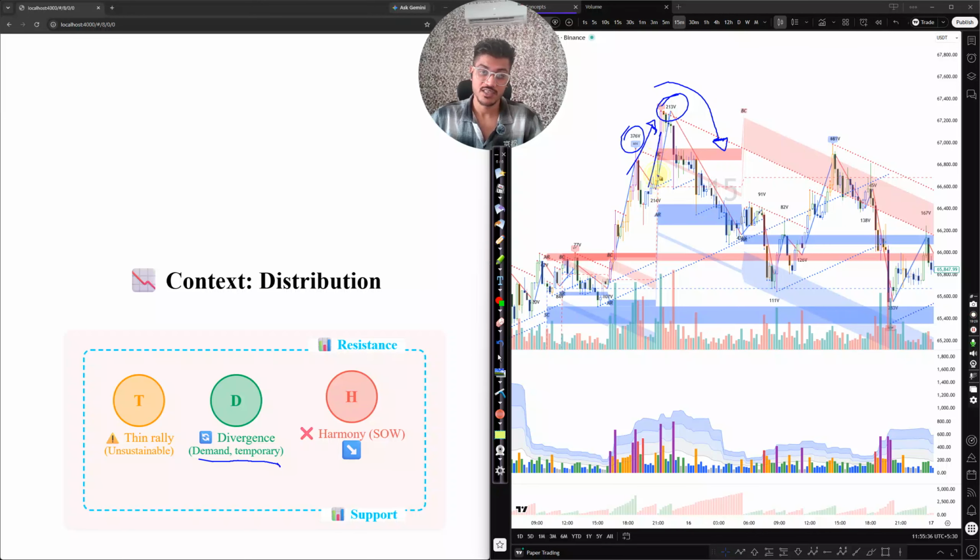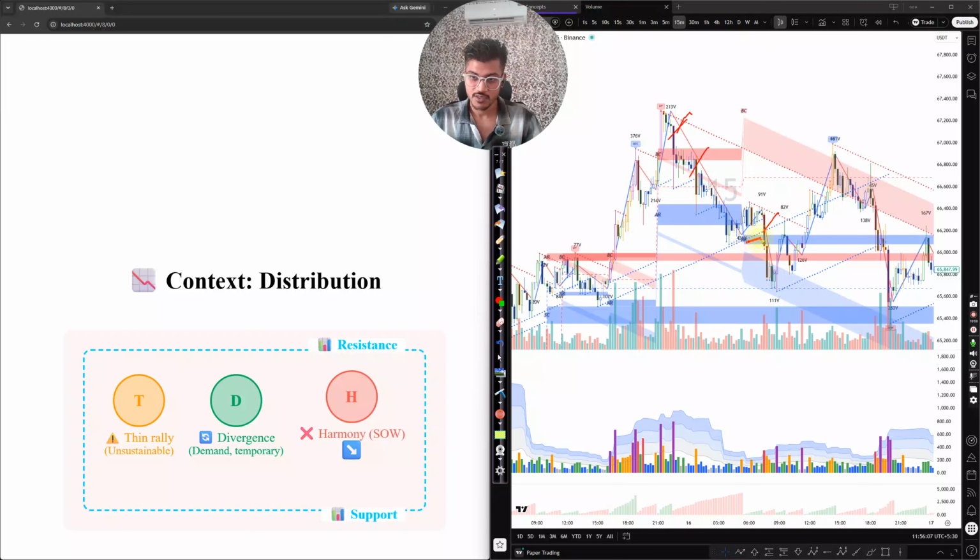Then we see divergence, temporary demand. We do see this temporary demand there, and another temporary demand like that, and the market just comes down after that. Harmony, a sign of weakness, a very strong down candle. You see, this is the sign of weakness candle.